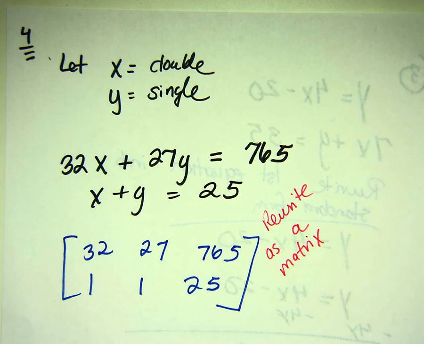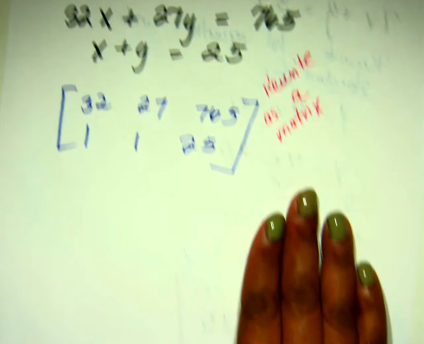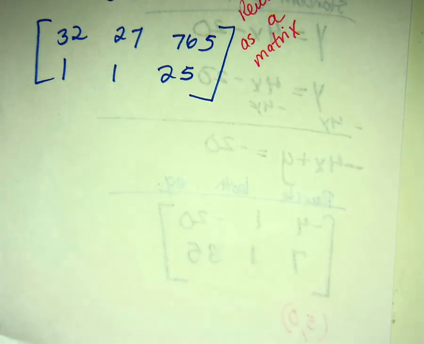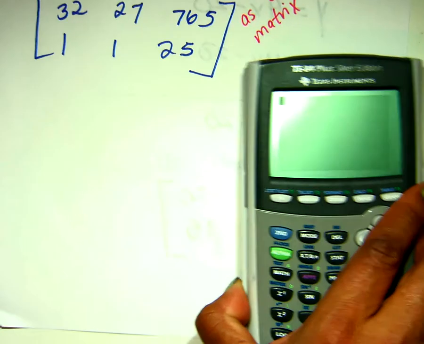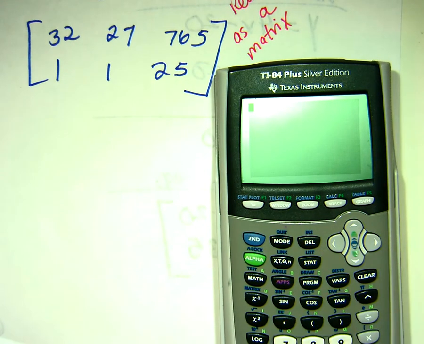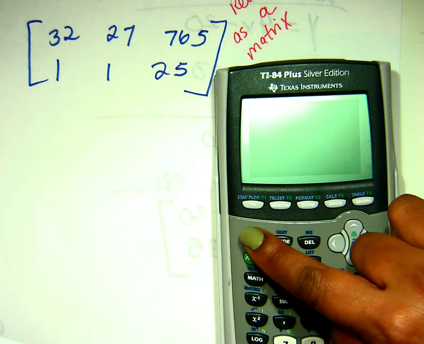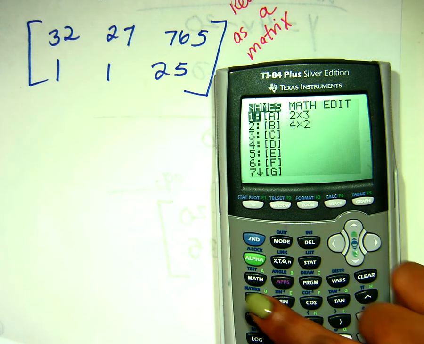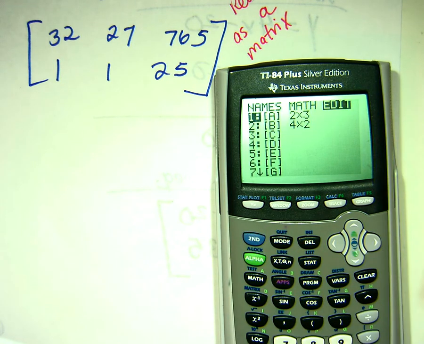Now, if you do this manually, I suggest that you use substitution using the second equation. But for time purposes, we're going to use the calculator. So here we are. Let me adjust this so everybody can see it. So I'm going to hit second matrix. Use your right arrow key to edit.